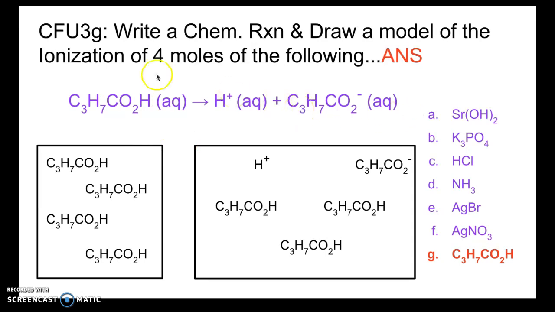Okay, the last one, we have a weak acid. This is one of the carboxylic acids, or COOH group acids, and so I only showed one in this case, one splitting up. And here we have the rest of them just as whole molecules. You may have chosen to do 2 split up into ions and 2 whole molecules. That's totally fine.